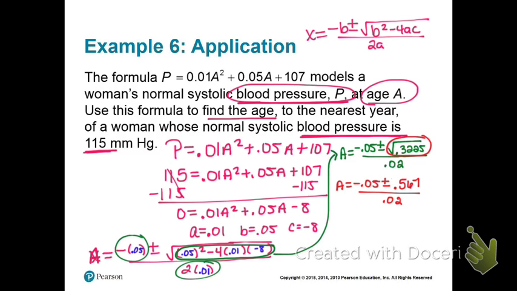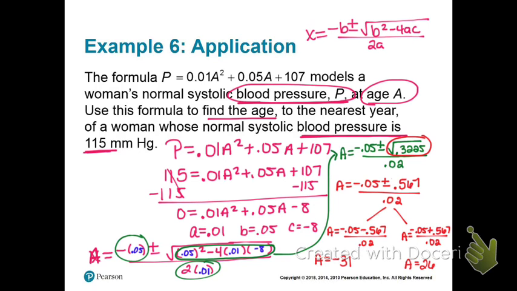Now, in order to add or subtract them, I'm going to need to split it. So this is where we do the 2 problems. So the age will be equal to negative 0.05 minus 0.567 all over 0.02. And the age will equal negative 0.05 plus 0.567 all over 0.02. So let's put both of those in our calculator and see what we get. We rounded to the nearest year. We got A is equal to negative 31 and A equals 26.